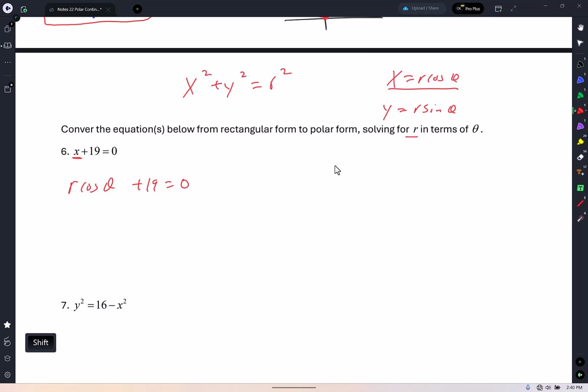They want me to solve for r, so I'm going to get the r by itself. Move the 19. Hey, no yawning. That's a demerit. R cosine theta equals negative 19.